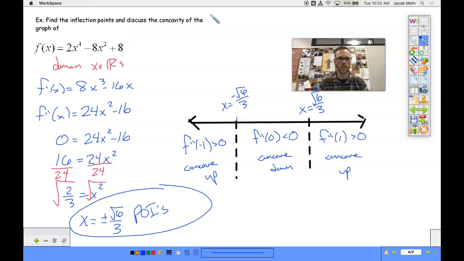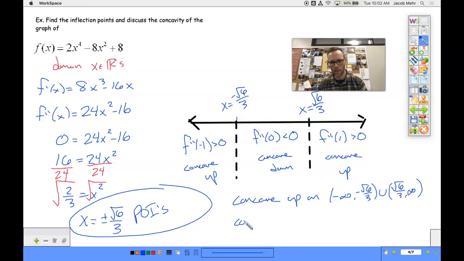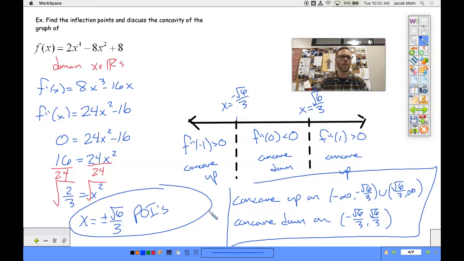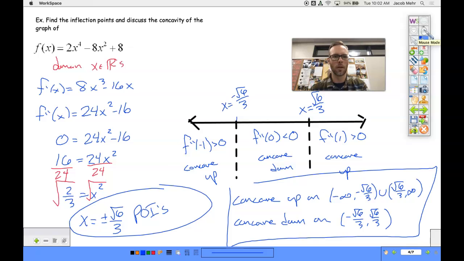Okay. So, discuss the concavity. I'm going to say concave up on negative infinity to negative root 6 over 3, union root 6 over 3 to infinity. It is concave down on negative root 6 over 3 to root 6 over 3. There we go. Okay, let's check it. I just want to see what this looks like. 2x to the fourth minus 8x squared plus 8.